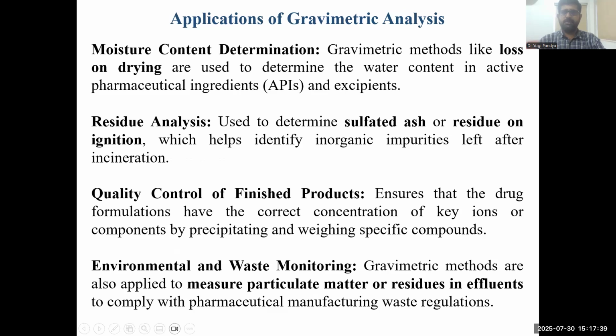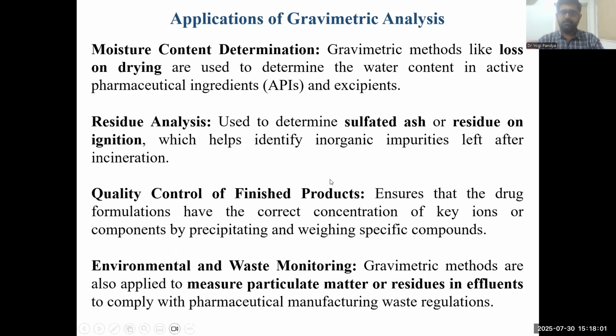Then moisture content analysis, also loss on drying, how much amount of water is evaporated. And again, you weigh the sample. From that also, you can determine moisture content. Then residue analysis, that is sulfated ash, residue on ignition, right? Loss on drying, loss on ignition. That is also one of the gravimetric techniques of analysis.